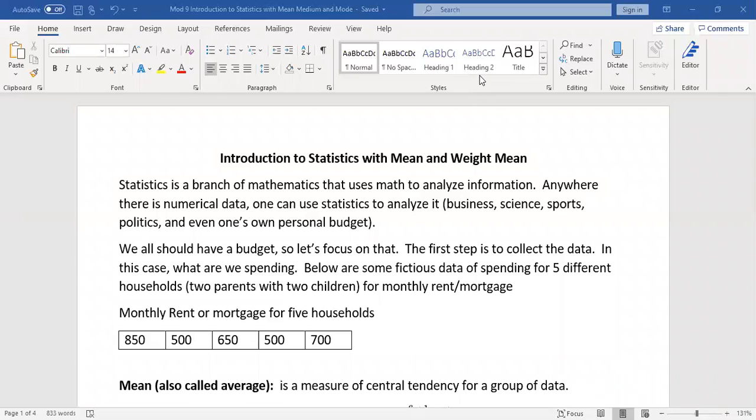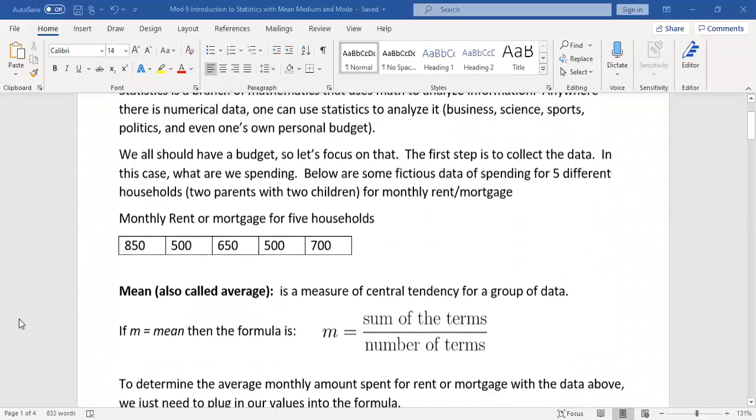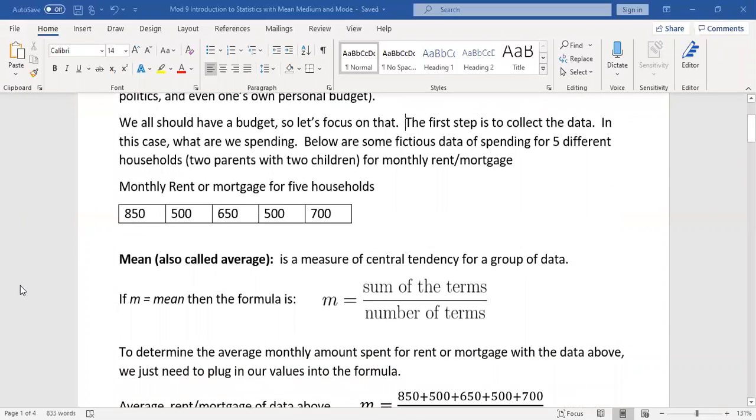The first step is to collect the data. In this case, what are we spending? Below are some fictitious data of spending for 5 different households, 2 parents with 2 children, for monthly rent or mortgage. So we have 5 different households and 5 different values that they pay for either their rent or for their mortgage.